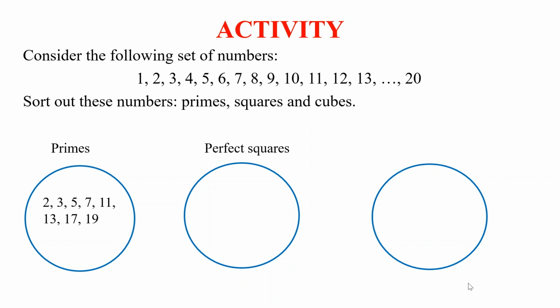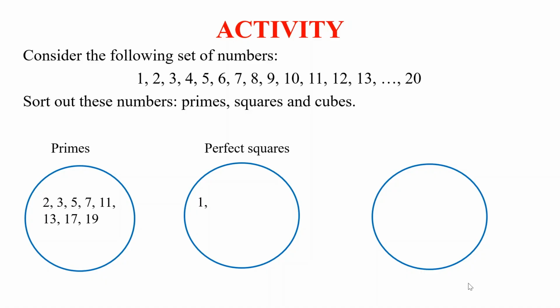Let's talk about the perfect squares, that is the square numbers between 1 and 20. Now, my question is, is 1 a perfect square? Is 1 a square number? If you say no, I'm afraid that isn't correct. 1 is a perfect square because 1 times 1 will give you 1. So 1 is a square number, and the others are 4, 9, and 16.